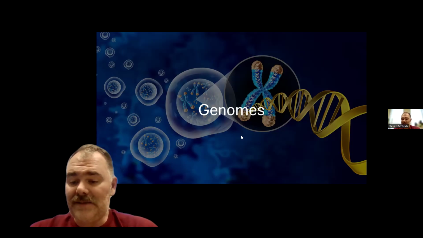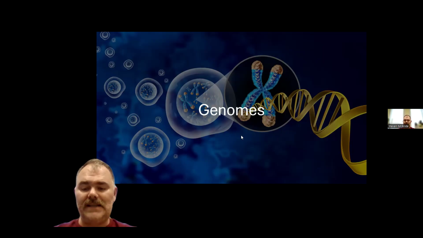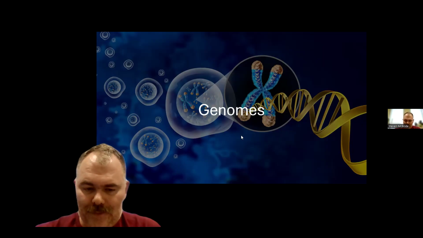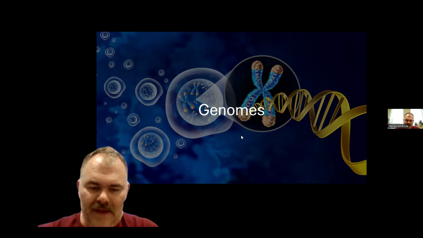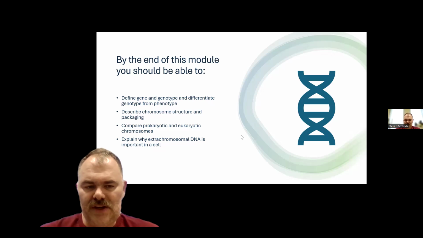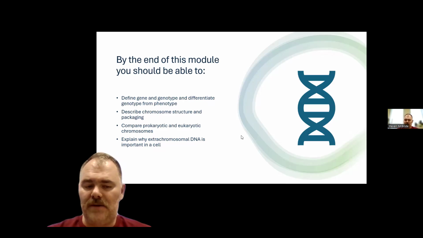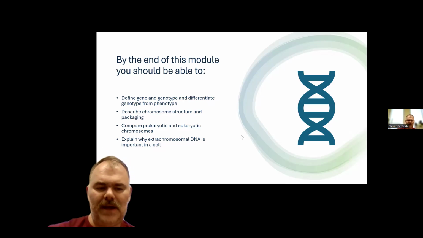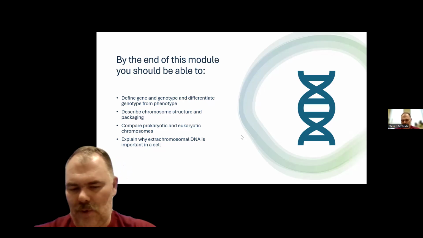Even though DNA is microscopic, cells have to organize an enormous amount of information in a very small space. The way they do this is critical for survival. By the end of this module, you should be able to define gene and genotype and differentiate genotype from phenotype, describe chromosome structure and packaging, compare prokaryotic and eukaryotic chromosomes, and explain why extrachromosomal DNA is important in a cell.